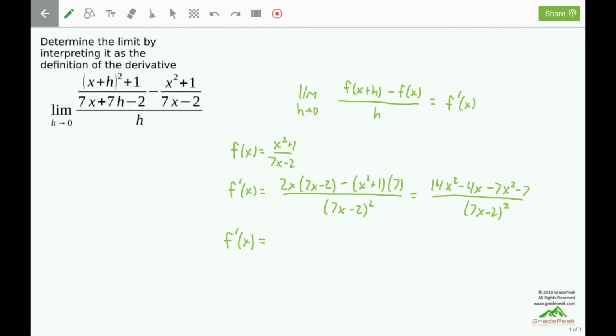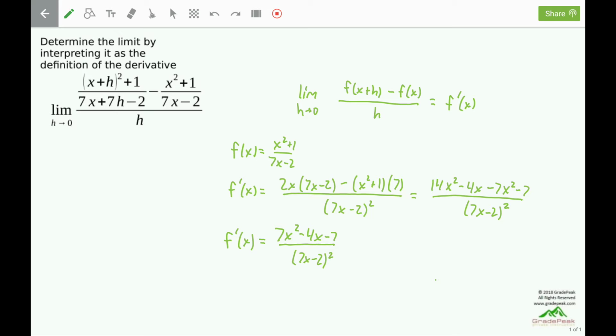In the numerator, we will combine like terms together. I have a 14x squared and a minus 7x squared. We can put those together. 14 minus 7 is 7, so 7x squared. There's a negative 4x and a negative 7 that do not combine with anything. All over 7x minus 2 squared.